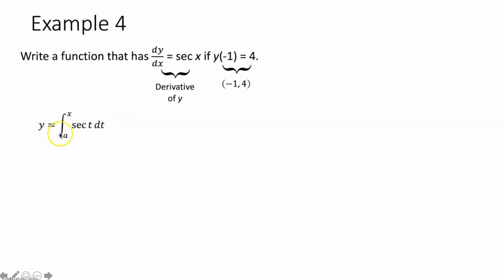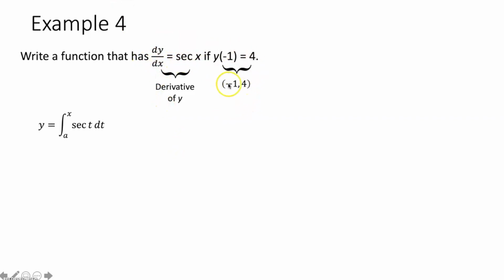Because if I were to take the derivative of this, the derivative of the integral, those two things cancel each other out based on the second fundamental theorem of calculus. And since my lower limit of integration is a constant and my upper limit of integration is just x, the x would just drop in for my dummy variable and I would get secant x. That part of the question is satisfied.